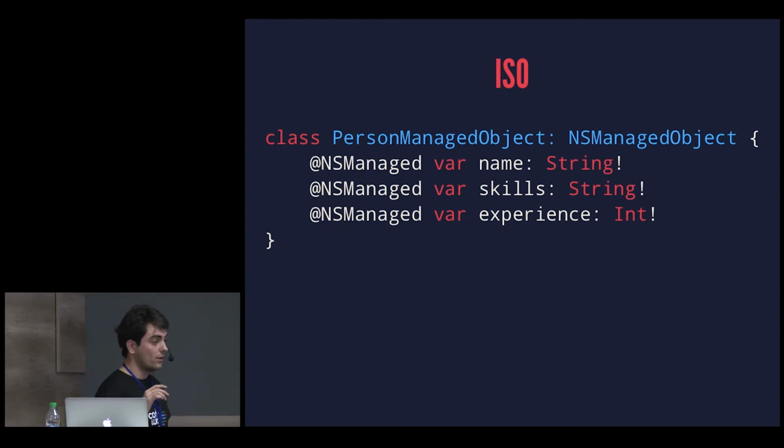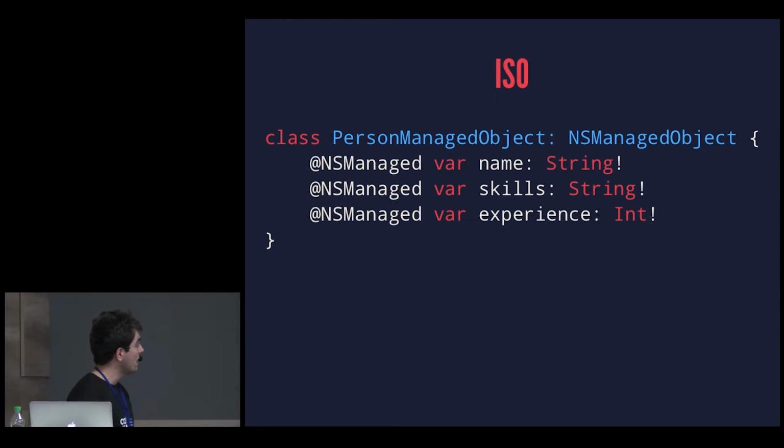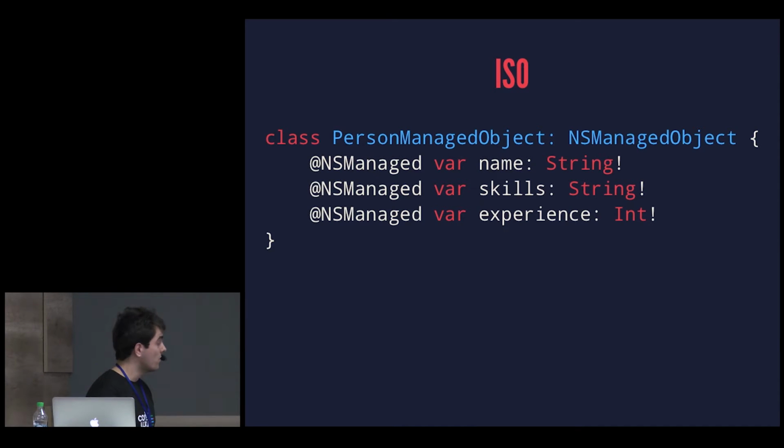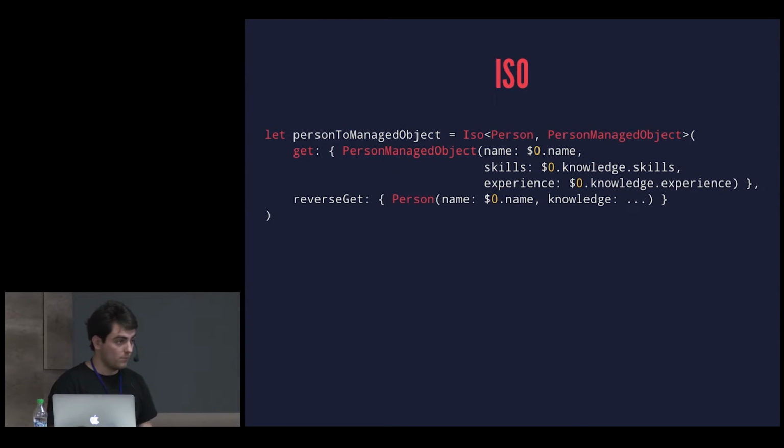Let's say we want to put Oleg into a database. So to do that, we'll of course have to create this bridging class. We'll use Core Data for that, and we'll use this person managed object class, which will have all the properties that Oleg has: name, skills, and experience, of course. And now we can easily create this ISO between a person, between Oleg, and this person managed object. We'll just initialize one from the other. We'll initialize the managed object with Oleg's name, skills, and experience. And then in the reverse get, we'll have this managed object, and we'll initialize a person from that.